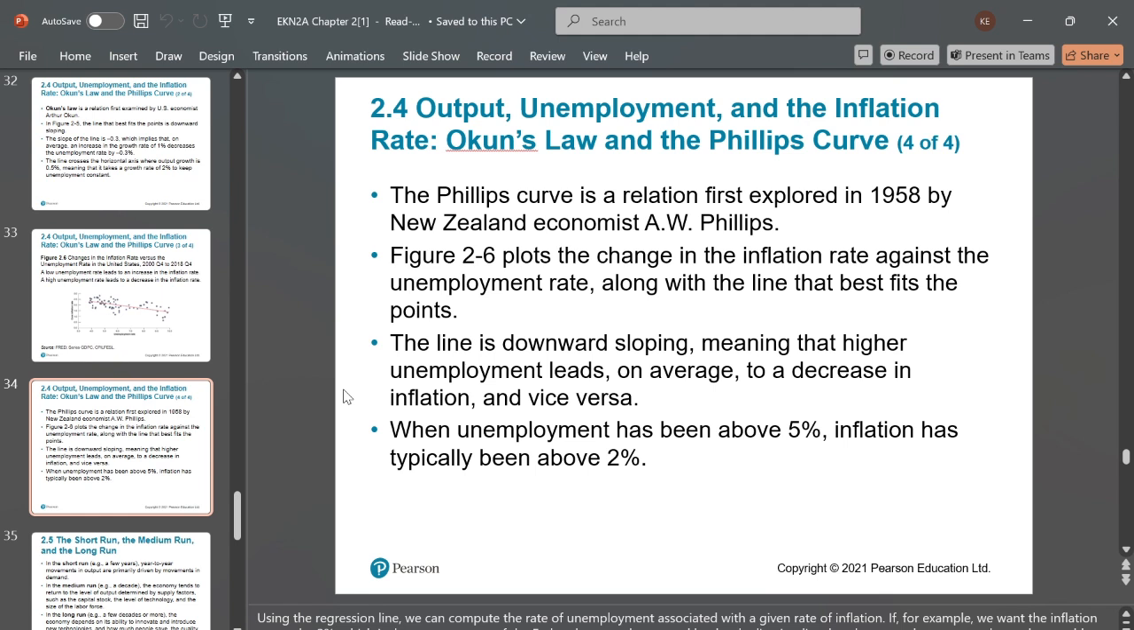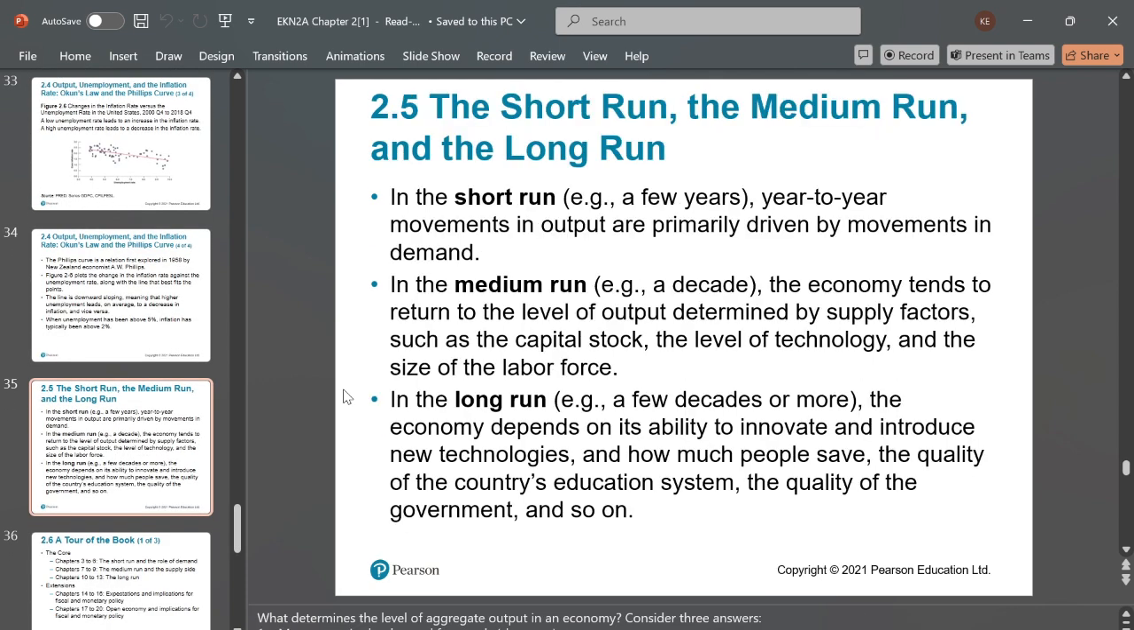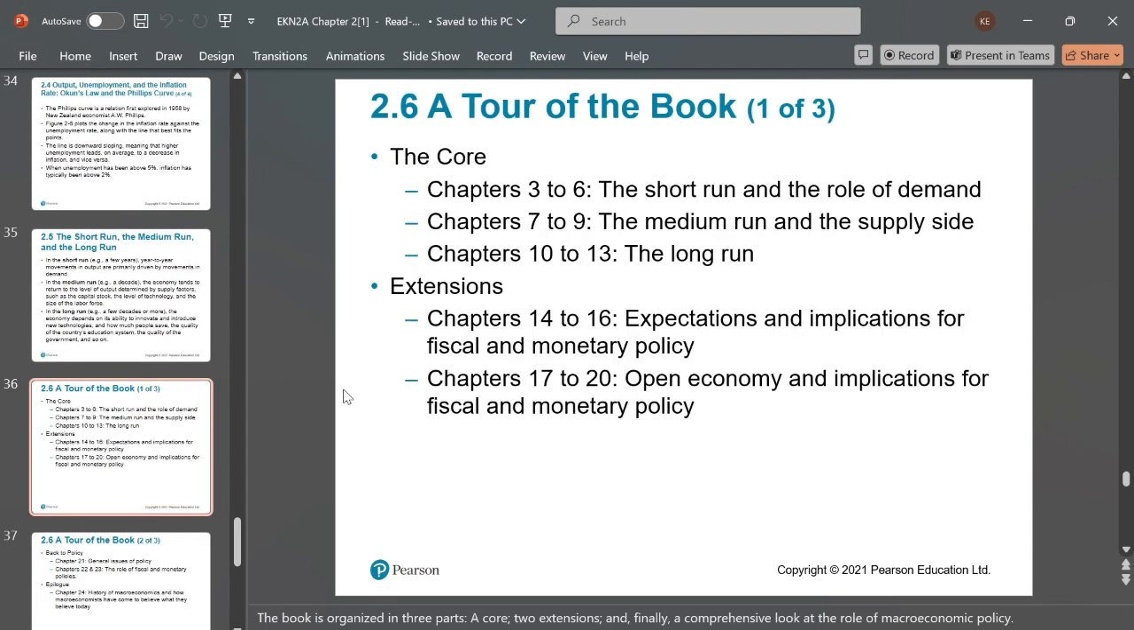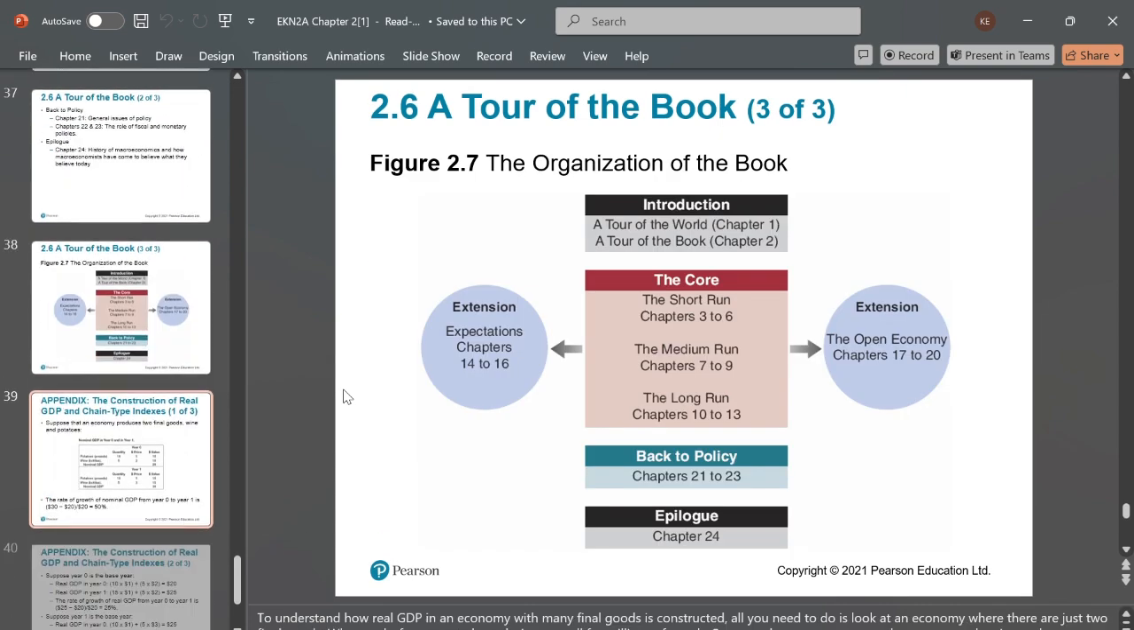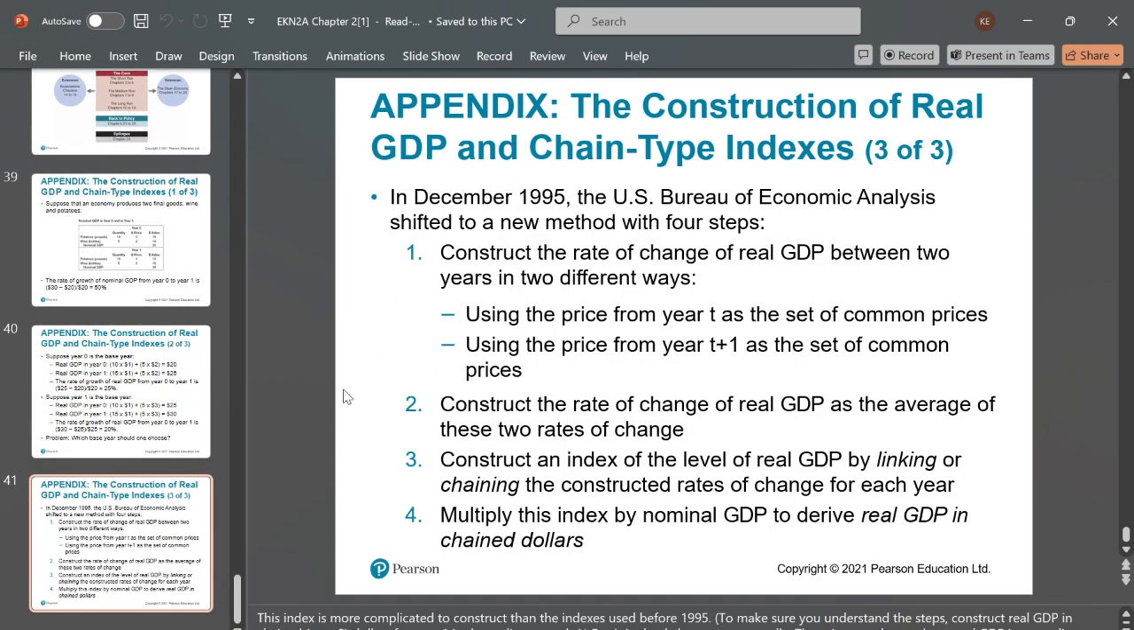So Okun's law has to do with output growth and unemployment, and then the Phillips curve has to do with unemployment and inflation rate. Then we go on to the short term, long term, and medium term. You can read that. And yeah, this is basically it for chapter 2.